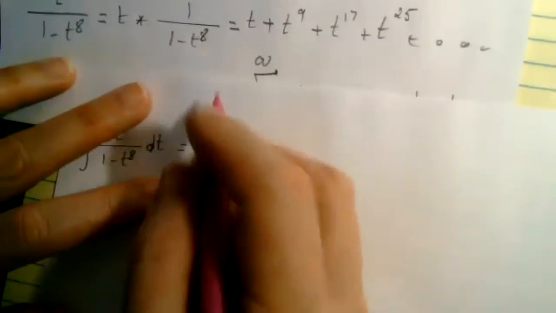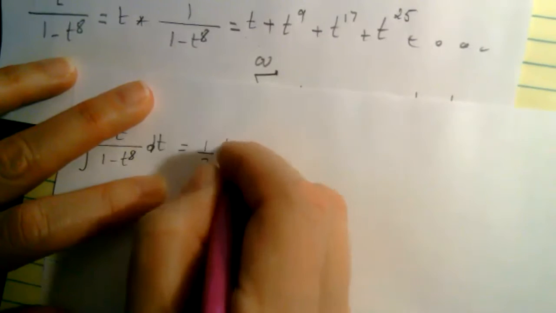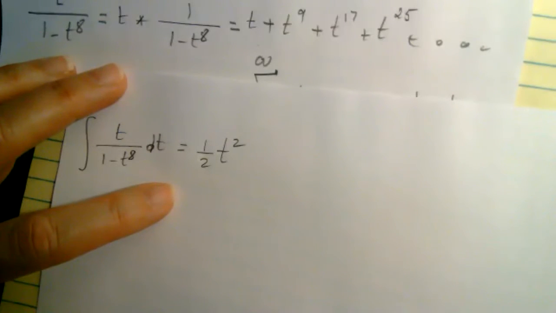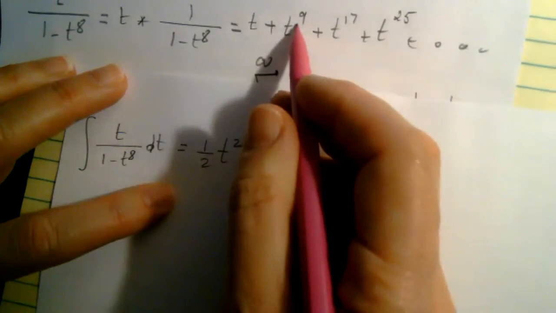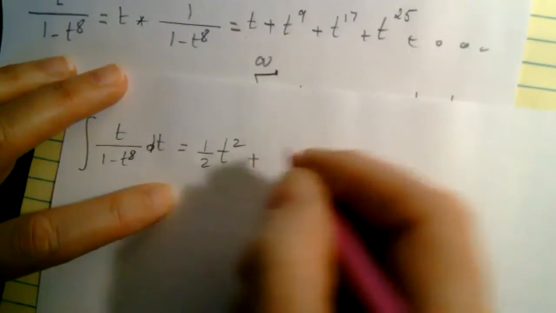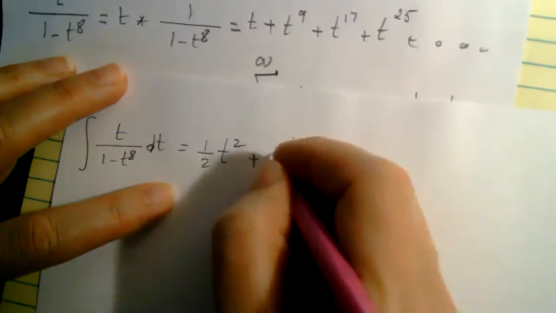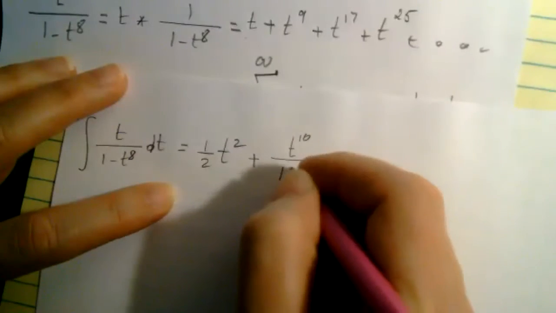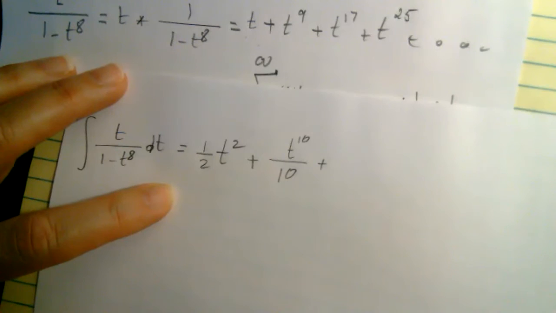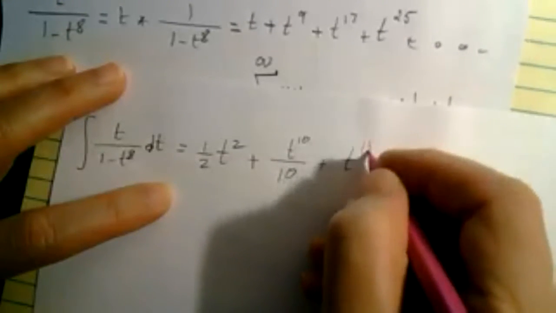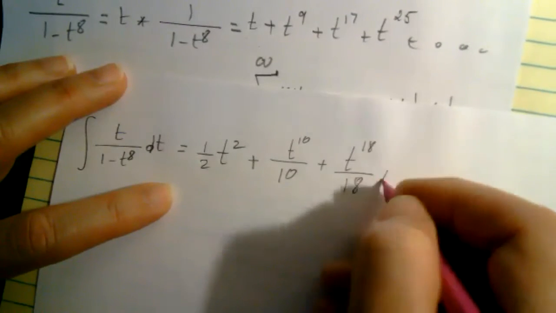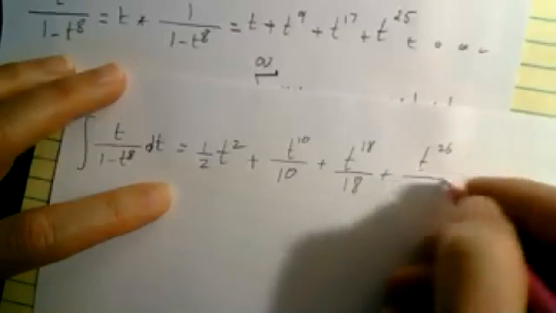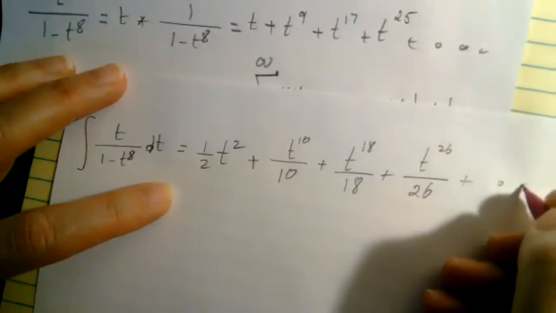It's a half t squared plus... I will answer your question in 1 minute, Greg. All right, give me a minute. T to the 9 is what? What's the antiderivative? It's t to the 10 over 10. All right, t to the 17, t to the 18 over 18, t to the 26 over 26, etc.